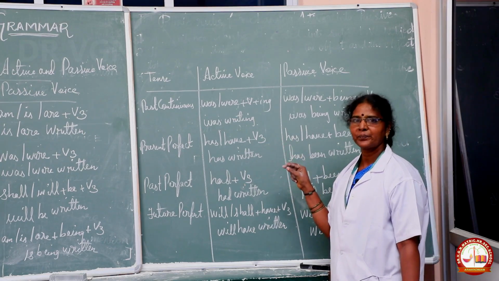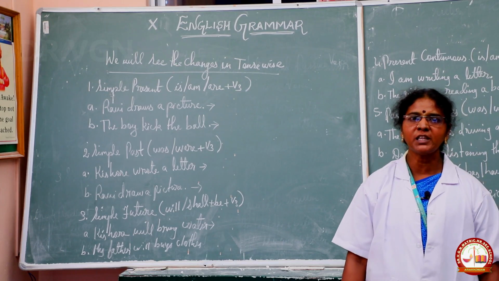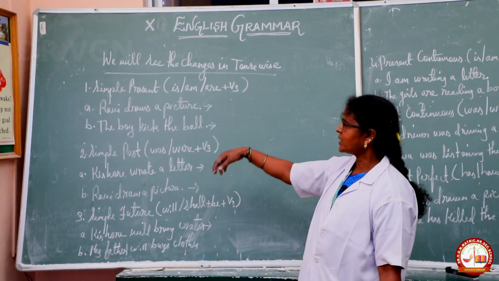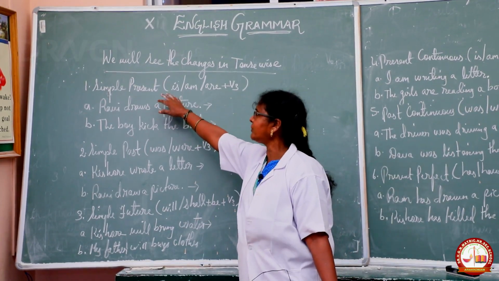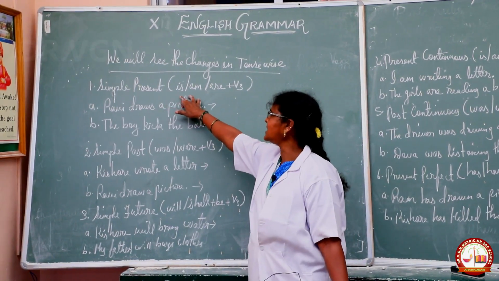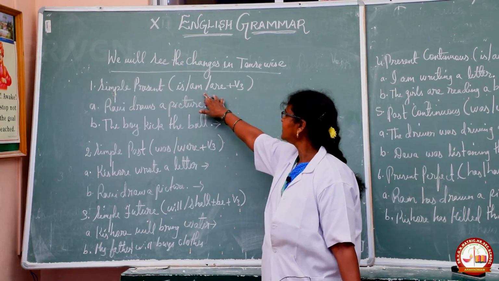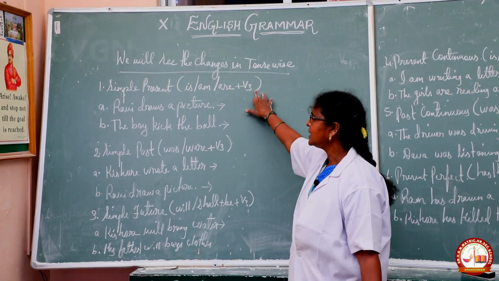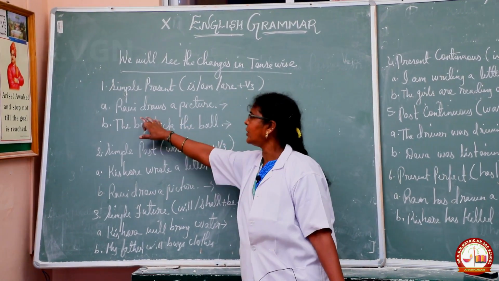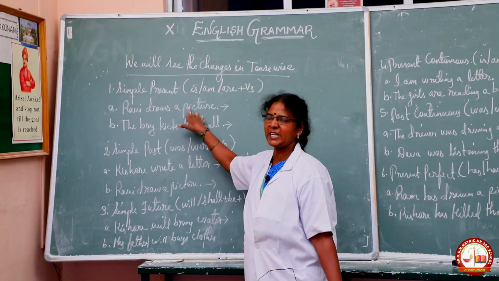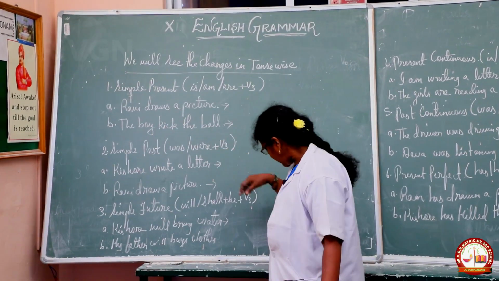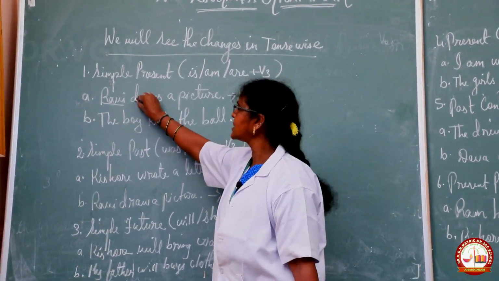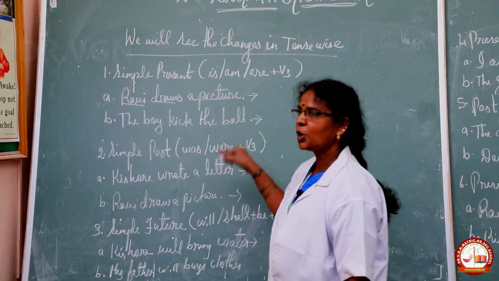How to change? Okay students, now we will see the changes in tense and voice. First one, simple present. What is the format for the simple present? Is/am/are plus V3. So here you have one example: Ravi draws a picture. Here Ravi is the subject, draws is the verb, a picture is the object.